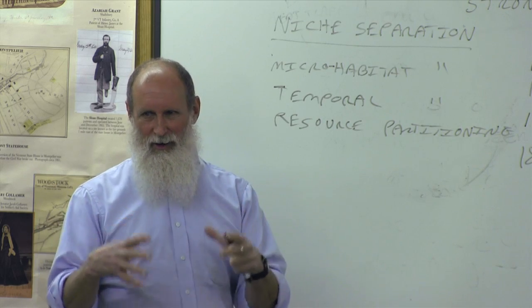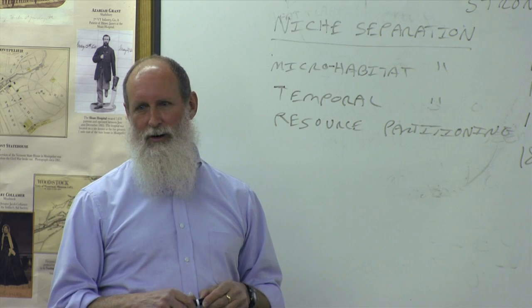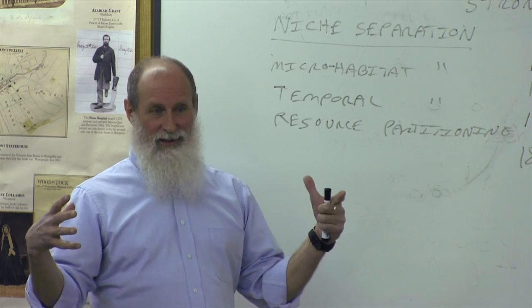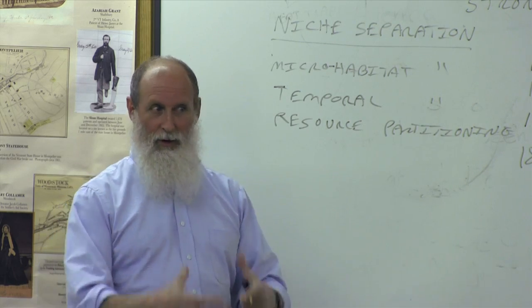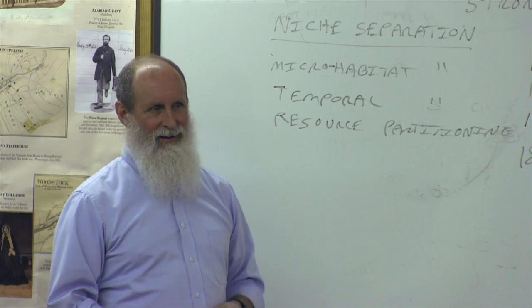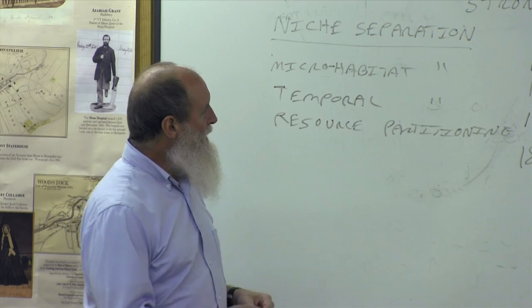Their niches get smaller. And what does that mean about the number of species that an ecosystem can support? More. As niches get smaller, a system can support more species. And you start boosting up more and more species, more and more complexity, more and more integration, making these systems increasingly resilient and stable. So let's look at another example.